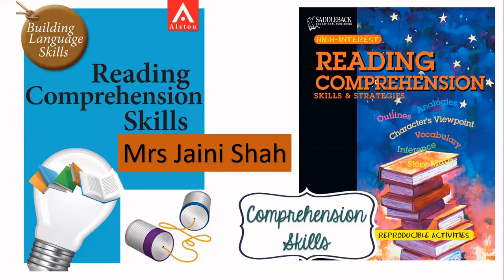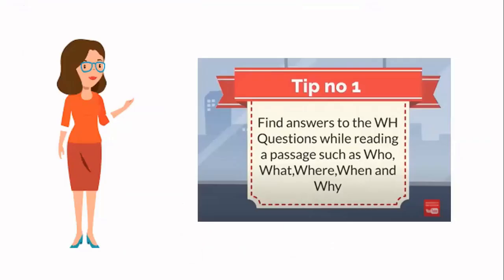And in case you learn a new tip, don't forget to write it down for your personal reference and apply it when we are reading a comprehension. Okay, students, let's begin. Tip number one, when you're reading a comprehension, whenever you find answers to the WH questions while reading, such as who, what, where, when, why, always underline that word or that place so that you know what to come back to.